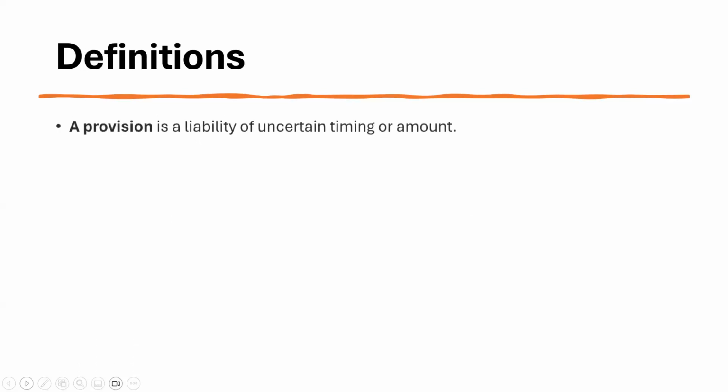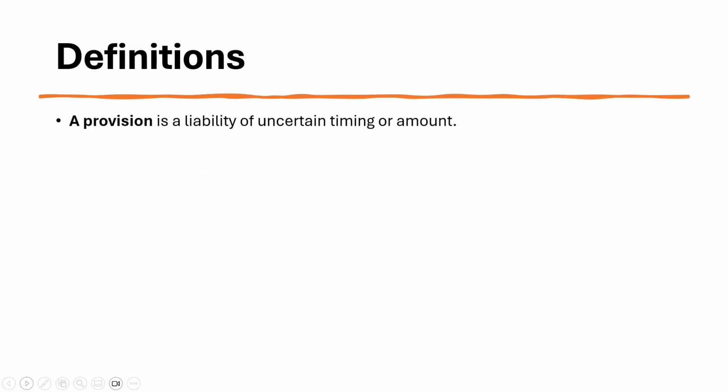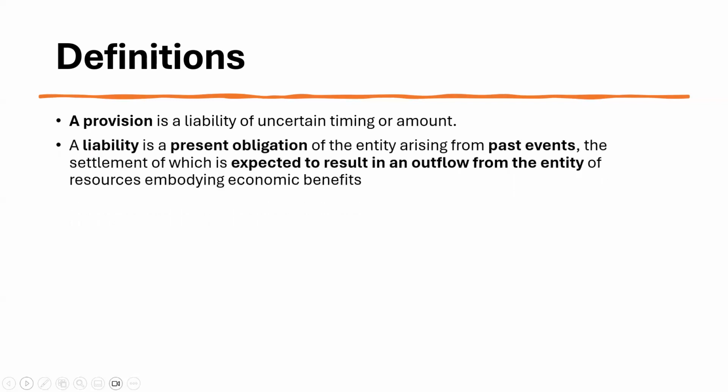So definitions, what is a provision? First things first, a provision is a liability of uncertain timing or amount. It's a liability. So how do we treat liabilities? As an accountant, it is a given fact that liabilities that are meant to be paid within 12 months become current liabilities, and liabilities that span more than 12 months are treated as non-current liabilities.